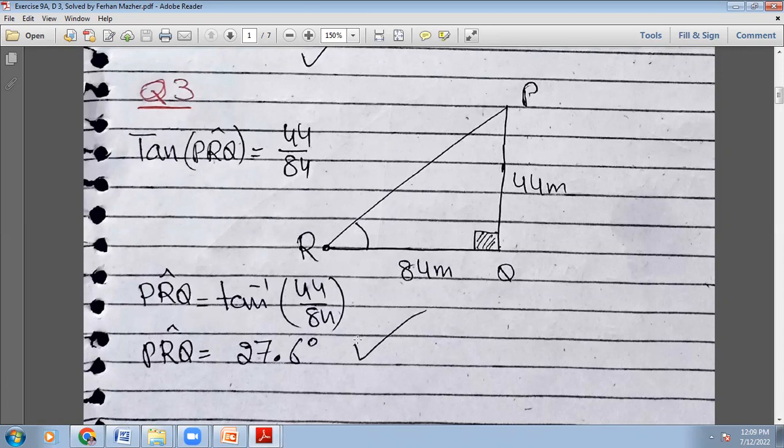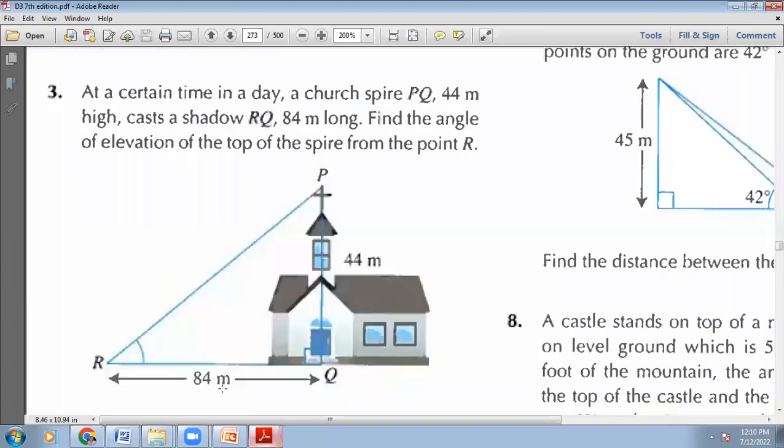In your calculator, you will enter shift tan, bracket start, 44 divided by 84, bracket close, equals, and you will get 27.6 degrees. So this angle is 27.6 degrees. So this is how you will do question number 3.